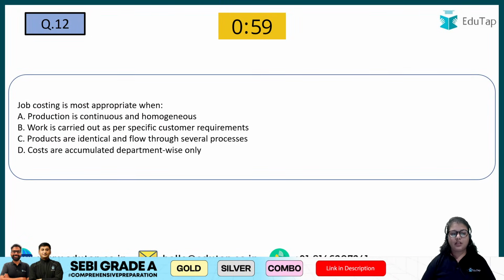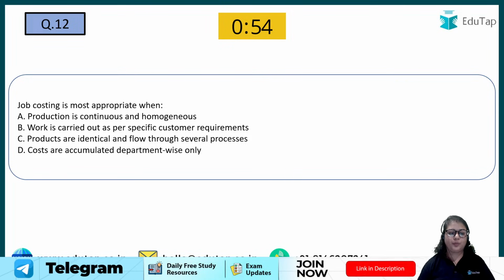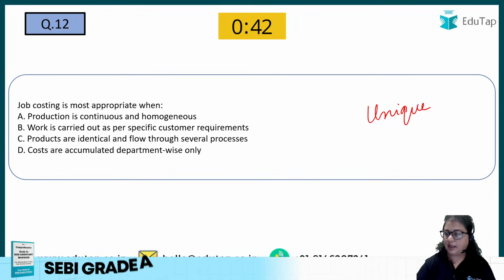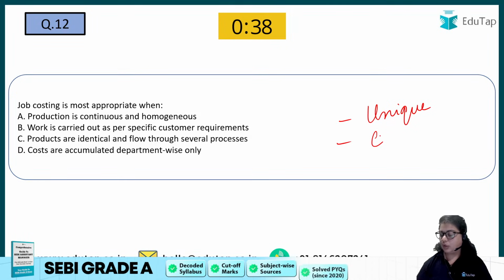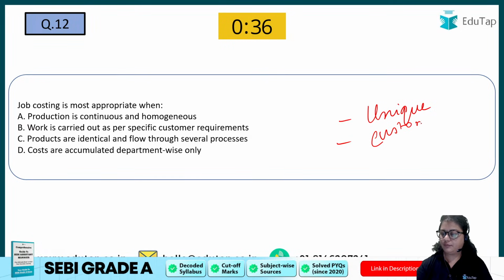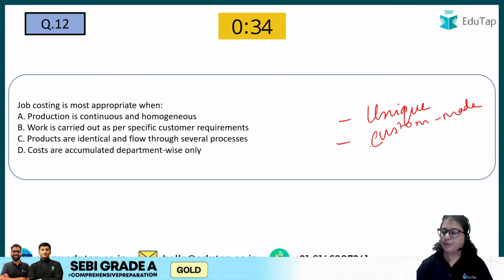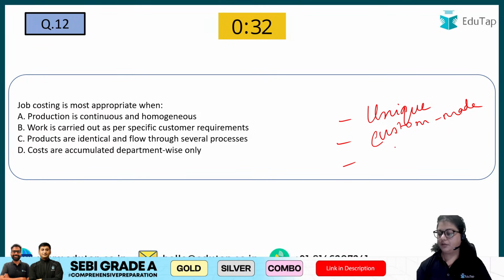So question number 12. Job costing is most appropriate when? When is job costing appropriate? We are moving on to the next method now. So I hope you know when we use job costing. When the product is unique in nature, according to the customer's special requirement, or you can say it is custom made. And also the production here is not continuous.